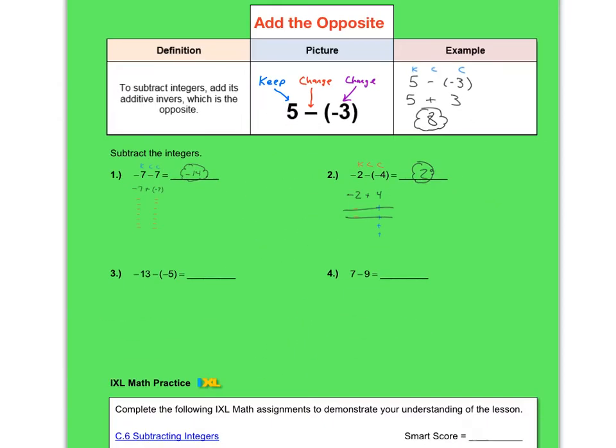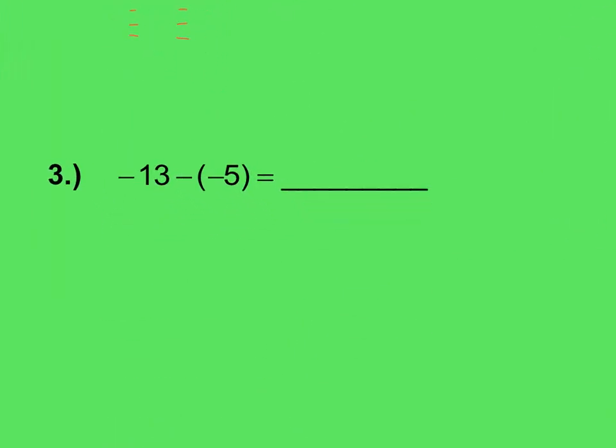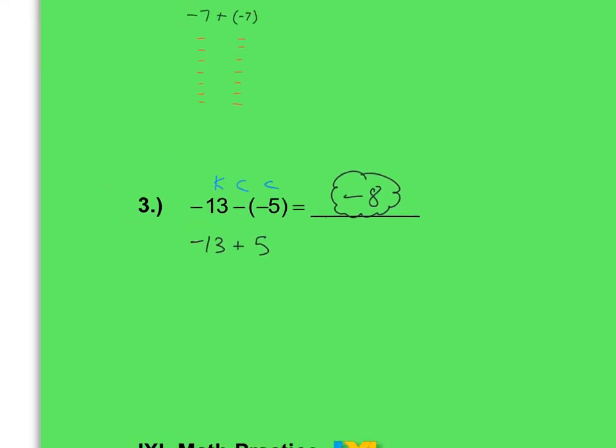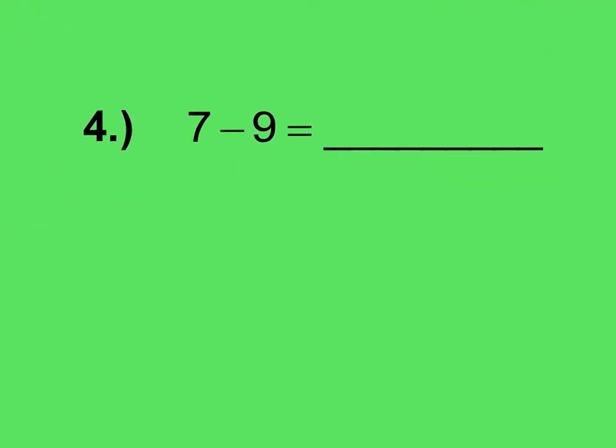There you go. 2 more. Okay, I'm not going to do this with 0 pairs. I'm just going to solve it. Over the top, I like to write KCC. Keep the -13. Change minus to plus. And change -5 to +5. We would have 13 negative signs here and 5 positive signs here. The negative would have more by 8. So the answer to this is -8. Okay, again, you only do keep, change, change, add the opposite for subtraction.